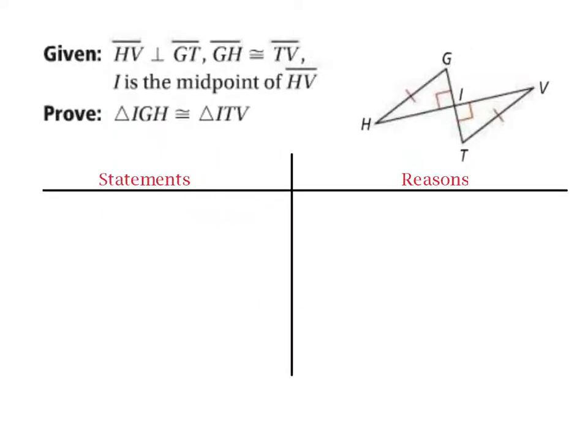This is our last one. This is the one I want you to try by yourself. Use what we've learned to see if you can come up with two congruences and right triangles so that you can show those triangles are congruent. Pause the video, try it by yourself.